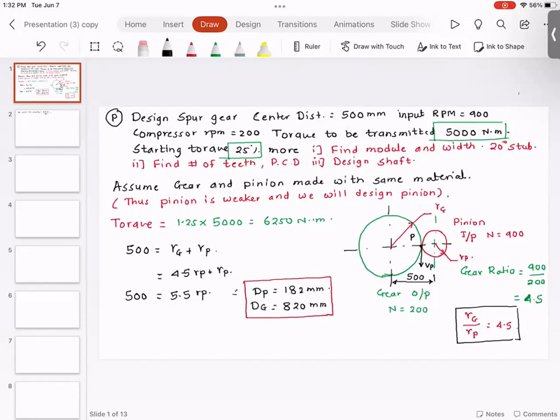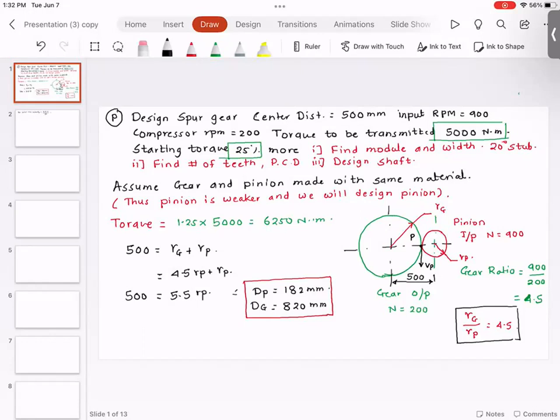For example, in this case, if you look at the whole thing, the speed is reduced. The input speed is 900 and the output speed is 200. That's how the problem is stated. But imagine a case wherein you want the output speed to be more than the input speed, then clearly your pinion and gear will be reversed. But it again depends upon what the requirement is.